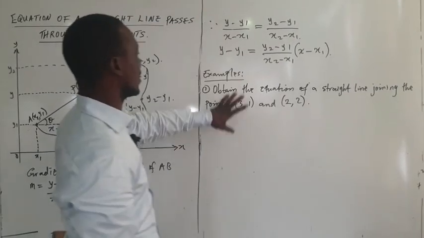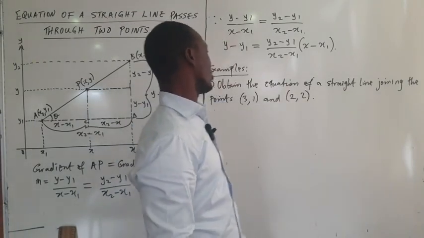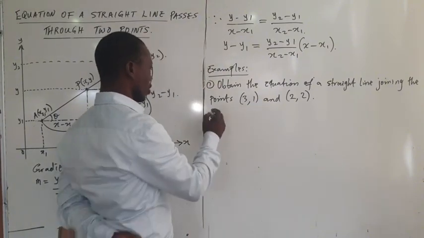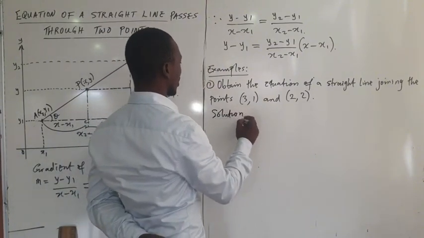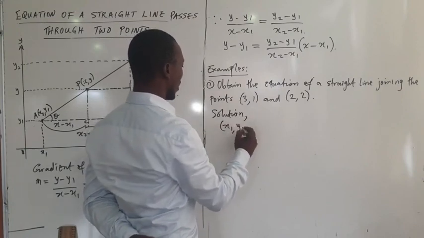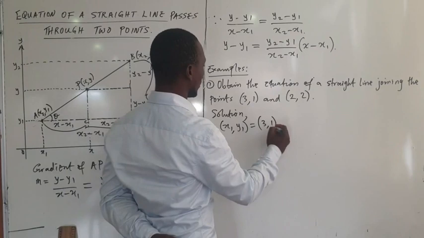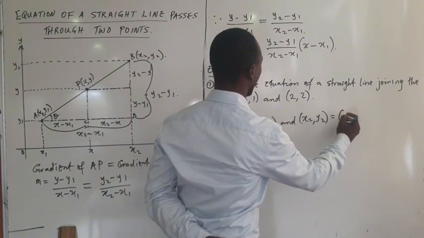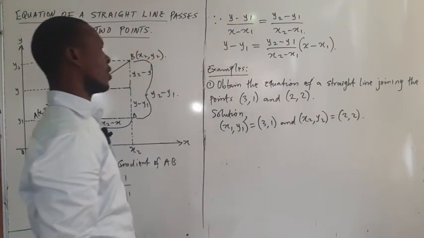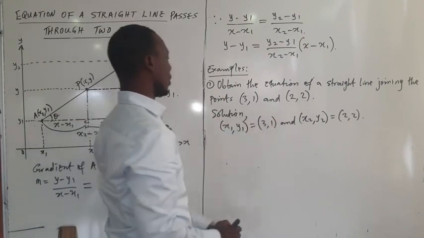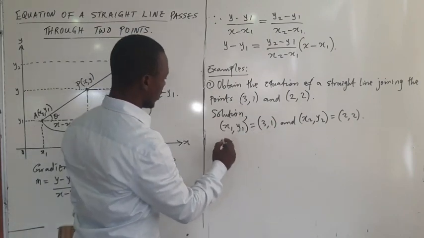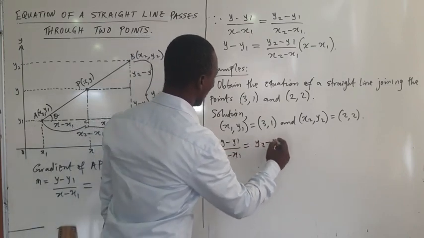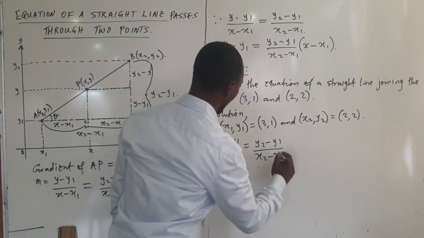The first example says, obtain the equation of a straight line joining the points (3, 1) and (2, 2). So, solution. We're given x1, y1 as (3, 1) and x2, y2 as (2, 2). To get the equation of a line that joins these two points together, we bring out the formula: (y minus y1) over (x minus x1) equals (y2 minus y1) over (x2 minus x1).